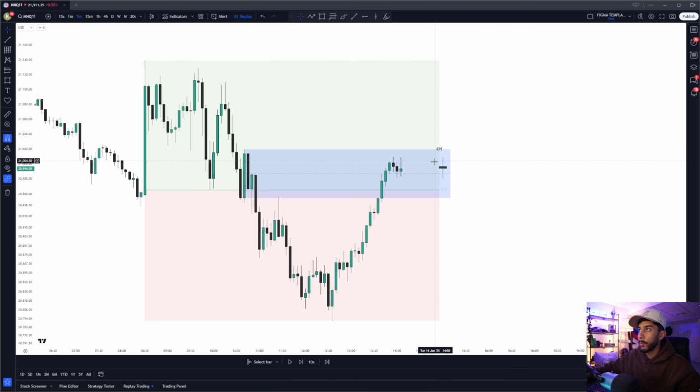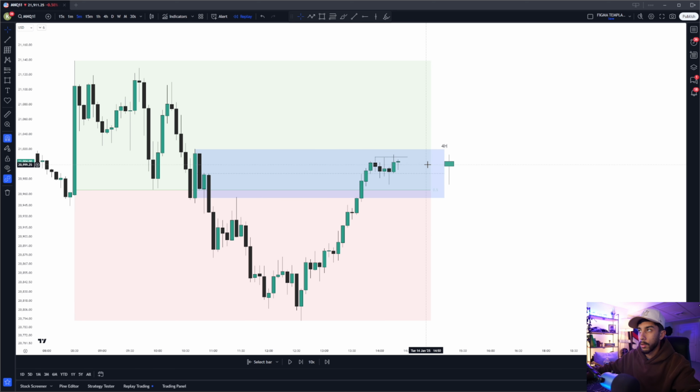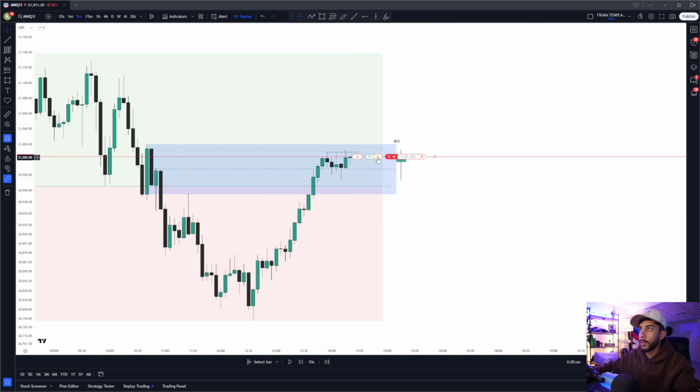We have the new 2 p.m. open right here. As long as this has a manipulation leg, then it is good. You guys can see we manipulate above these highs right there. So this is now where I'm going to start looking for my short entry. So I would be short right there.